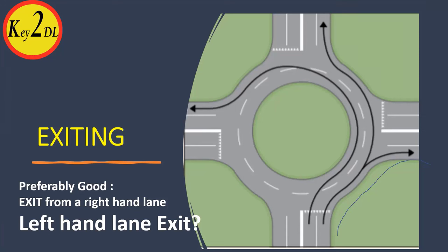One more thing: if a person is already inside the circle, that means you are not supposed to enter into the roundabout. Absolutely. When you are entering the roundabout, if you see a car coming from the left side, then you have to slow down or stop immediately.